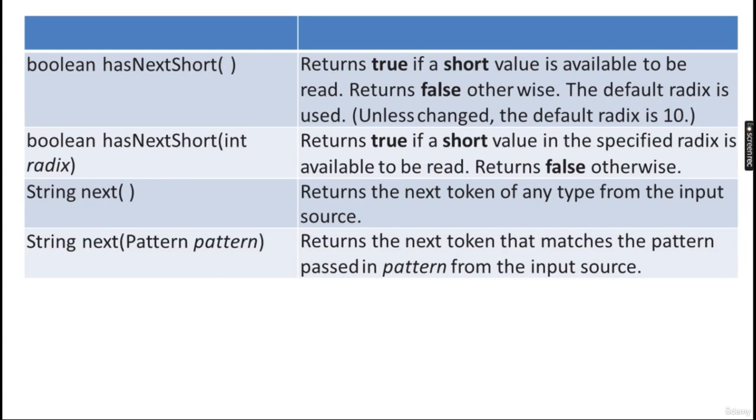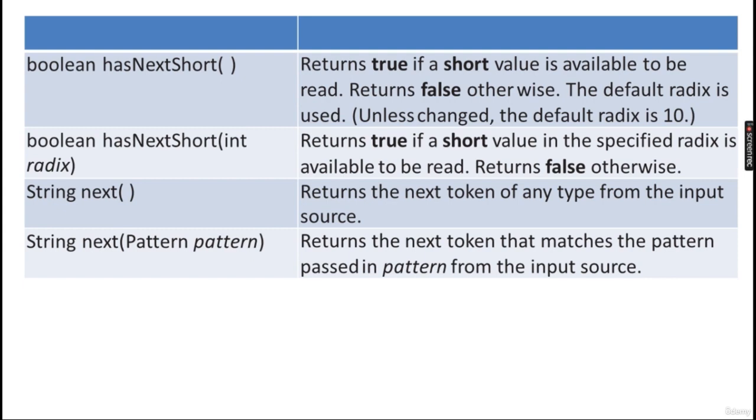Otherwise, boolean hasNextShort returns true if a short value is available to be read. Returns false. Otherwise, the default radix is used unless changed. The default radix is 10. Boolean hasNextShort(int radix) returns true if a short value in the specified radix is available to be read. Returns false. Otherwise, String next returns the next token of any type from the input source.